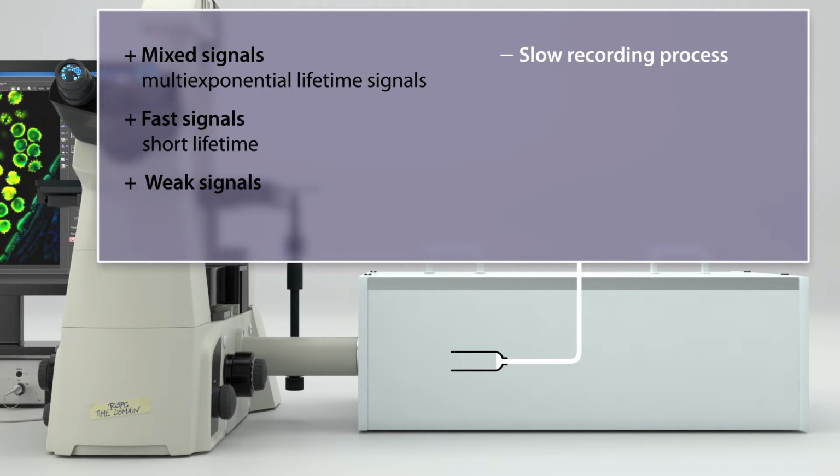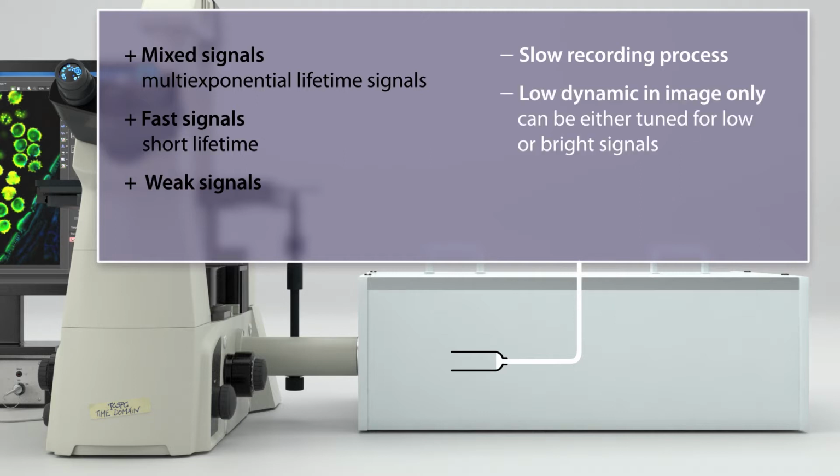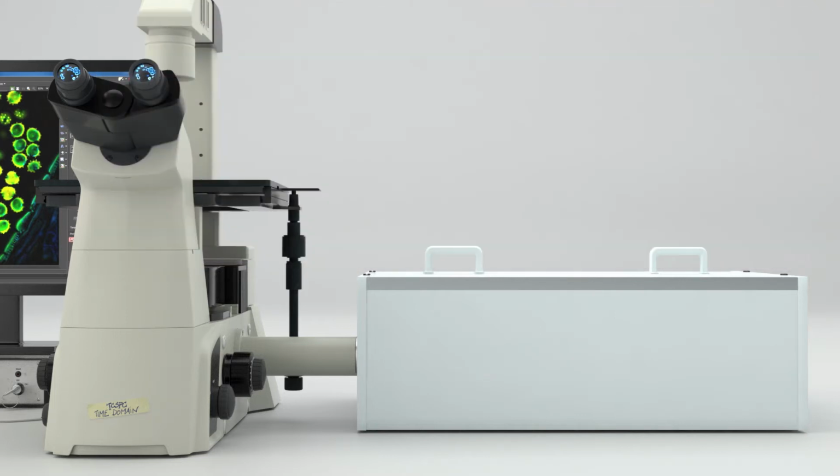One frame of 1,000 times 1,000 pixels can take up to several minutes. And because it depends on single photon counting, it has a limited dynamic range. To prevent under- or overexposing, it has to be tuned for either dim or bright signals.